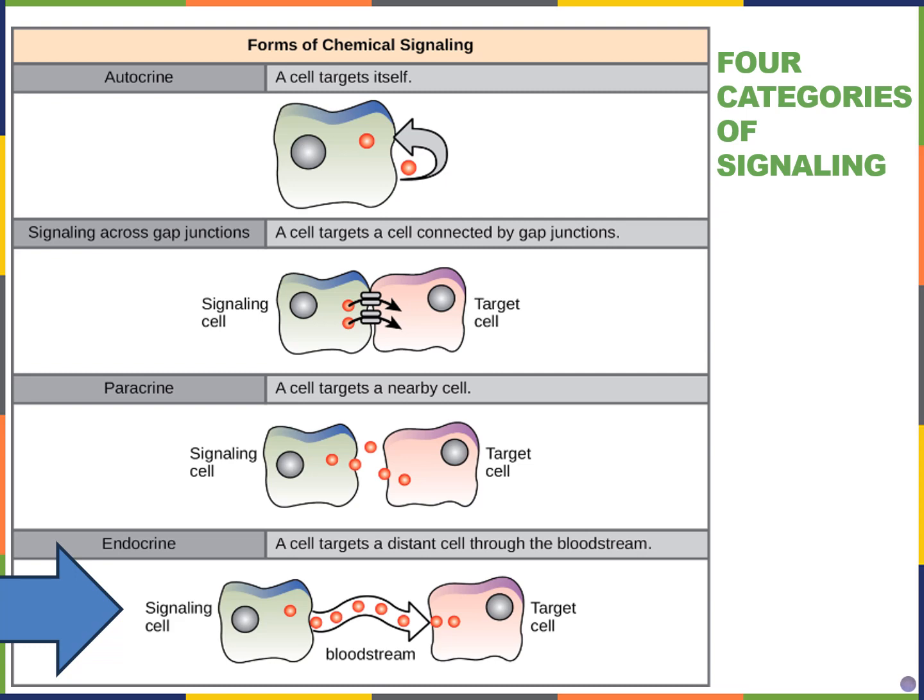Endocrine signaling is depicted down here in our textbook. Again, the cell targets a far away cell, a distant cell, and it sends signaling molecules through the bloodstream, through the blood vessels, before these signals reach the target cell.